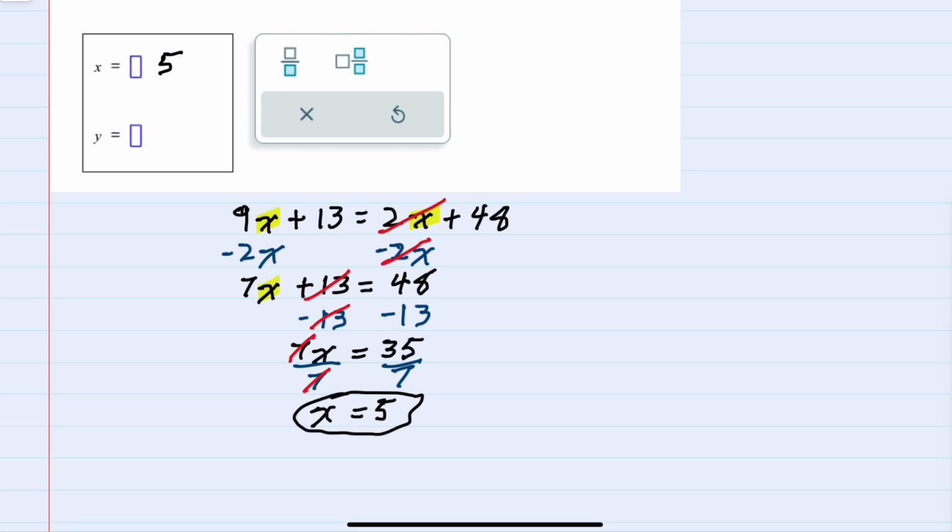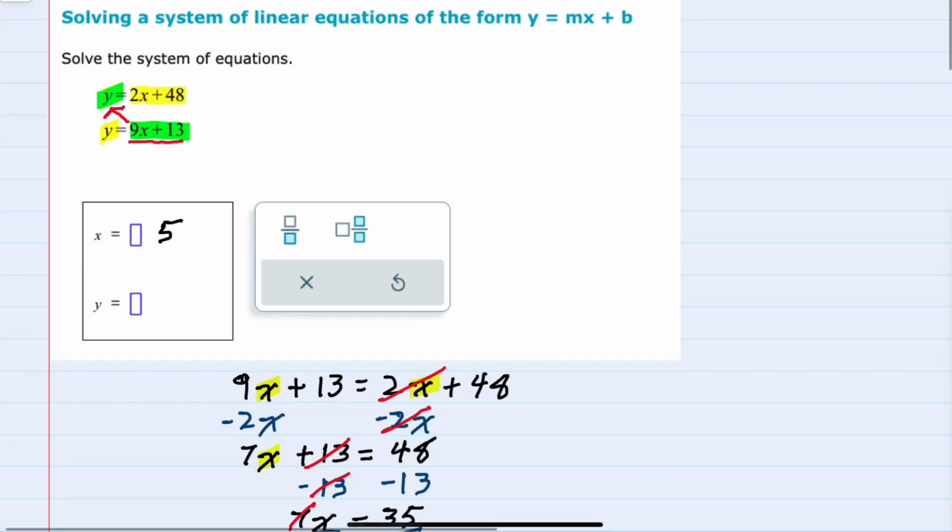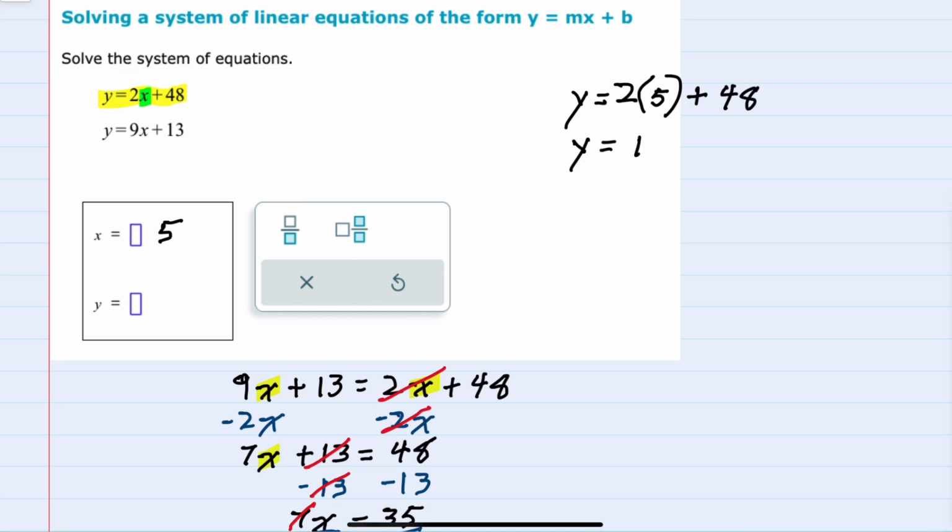But to solve for the variable y, I can go back to either of these equations and substitute that x back in. It doesn't matter which one we choose. I'll just use the top one that says y equals 2 times x plus 48, but we now know that x is 5. So substituting in 5 for x, simplifying here, 2 times 5 is 10 plus 48. y is 58. That gives us the second variable.